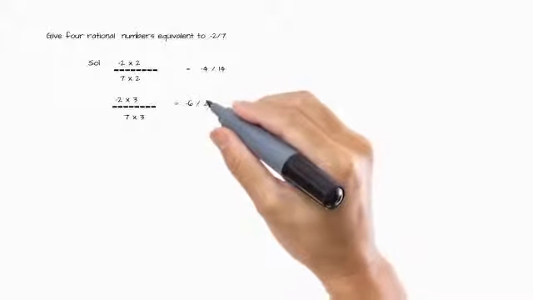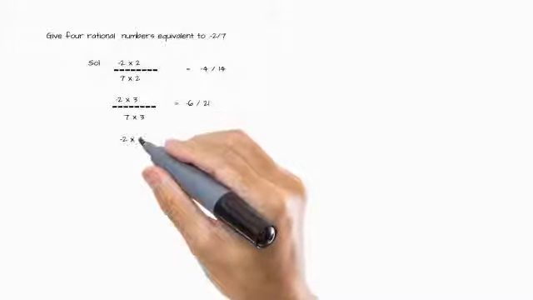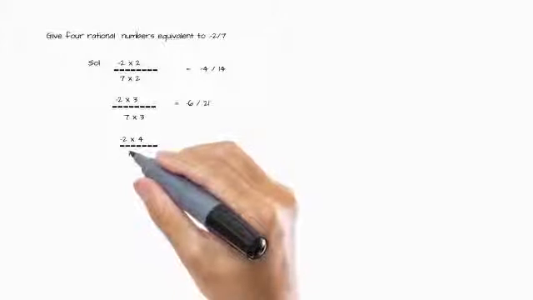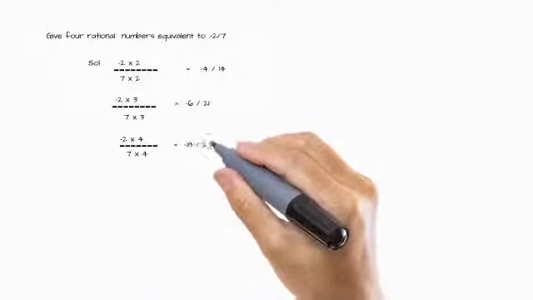Now we multiplied by 2. The next whole number is 3. Continue the process again. Multiply the numerator and denominator by 3. That means the numerator -2 times 3 equals -6 and denominator 7 times 3 equals 21. Then the next fraction is -6/21. In the same way, the next whole number is 4. Continue the process. The numerator -2 times 4 equals -8 and denominator 7 times 4 equals 28. Then the next fraction is -8/28.